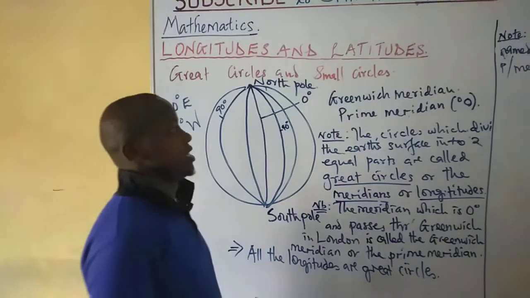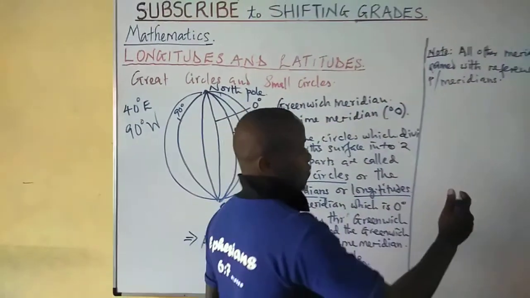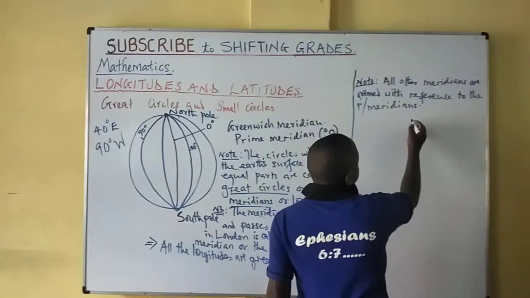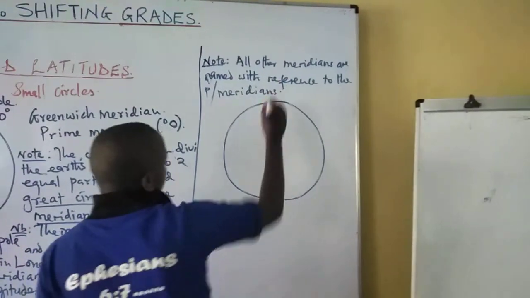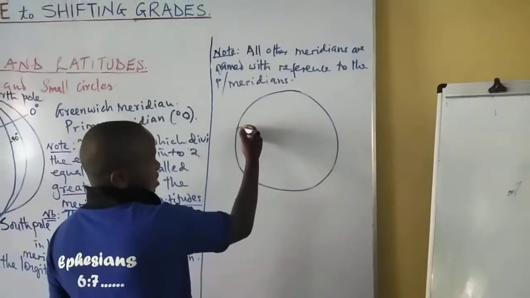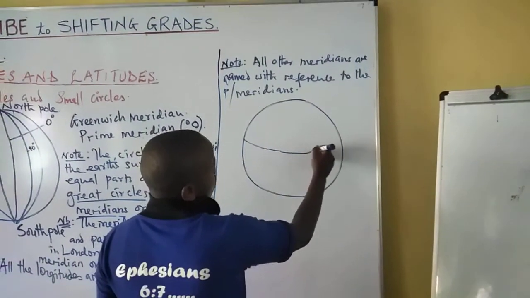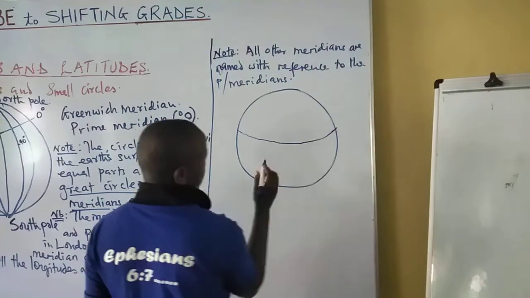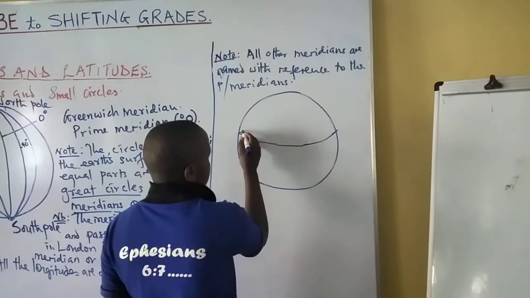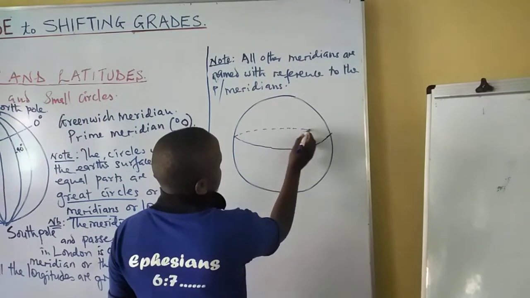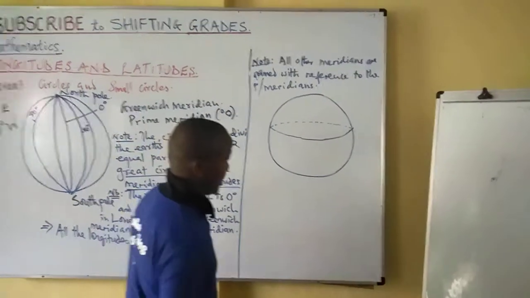We have something else we are calling small circles, and small circles are latitudes. Consider this sphere. If we have a sphere like this, we want to draw it in 3 dimensions, we have these lines now, which cut across from east to west. It is now not from the south to the north pole, but from east to west.